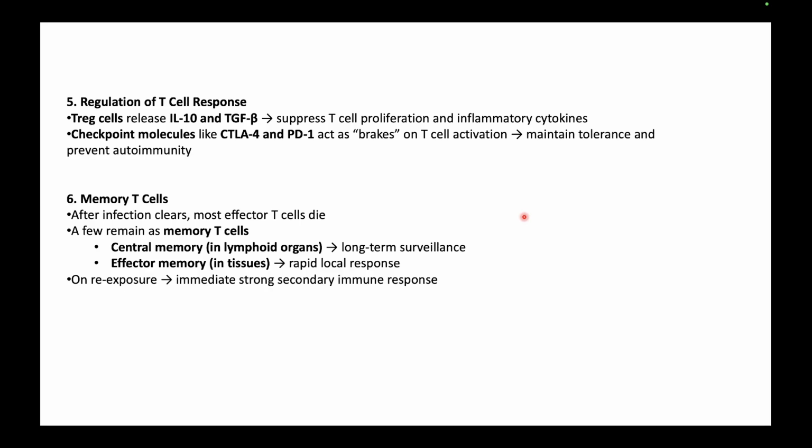And then there is also the regulation of this T cell response. The T regulatory cells release IL-10 and TGF beta, so they suppress the T cell proliferation and inflammatory cytokines. The checkpoint molecules act as brakes on T cell activation and maintain tolerance and prevent autoimmunity. And there are also the memory T cells. As most effector T cells die, a few memory T cells remain as central memory and effector memory, and on re-exposure they perform an immediate, strong secondary immune response.